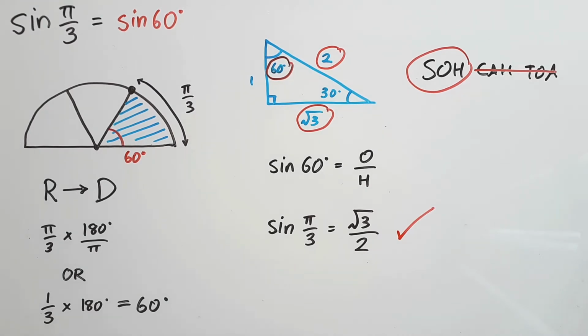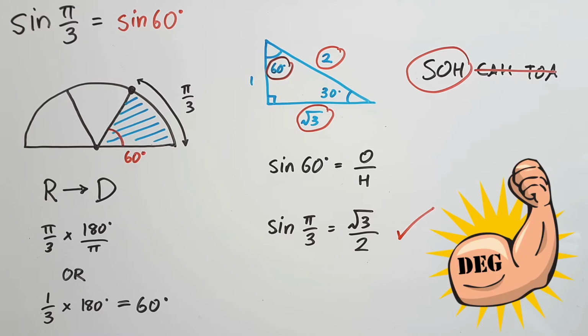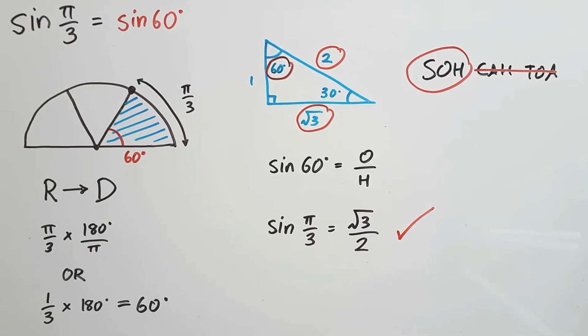It feels like an extra step converting, but one of the only times I ever find degrees more useful than radians is with the special triangles. For most other problems in trigonometry, it's much more natural to use radians. Let's try out the next one.